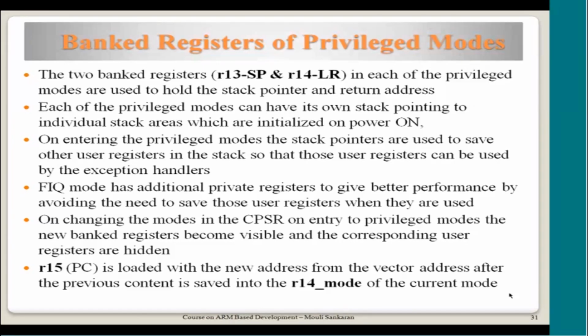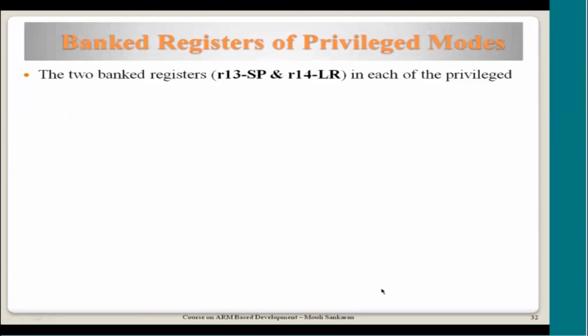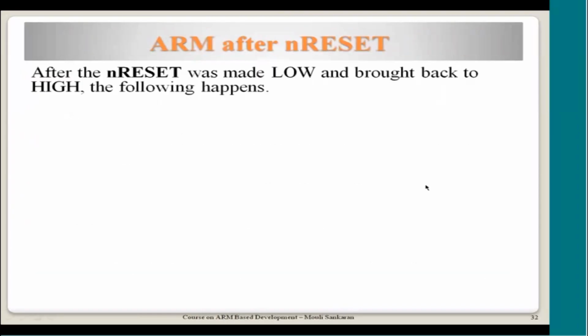And the R14 is a link register which preserves the PC value before the exception or the interrupt has happened, so that it can be restored from this value. You can come back to the instruction after the exception which is to be executed. Okay, so let us see what reset does.